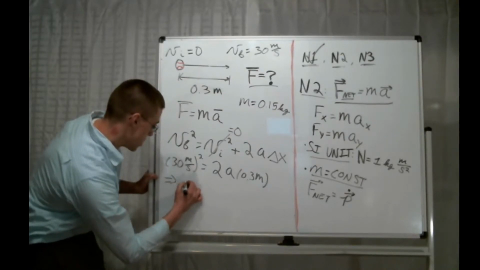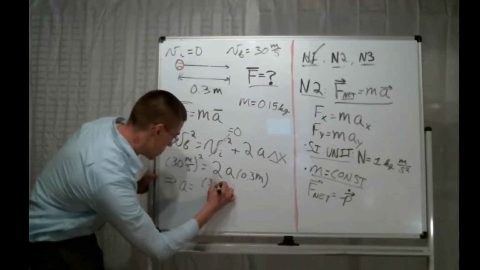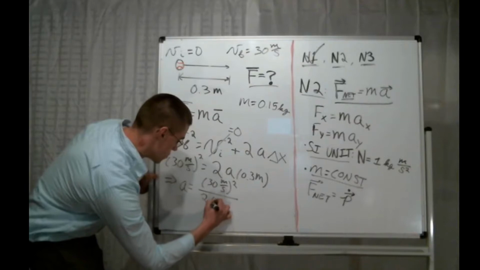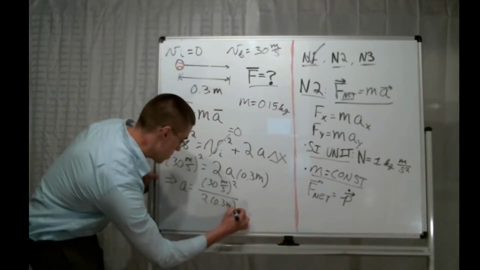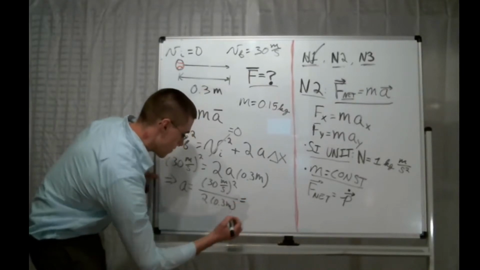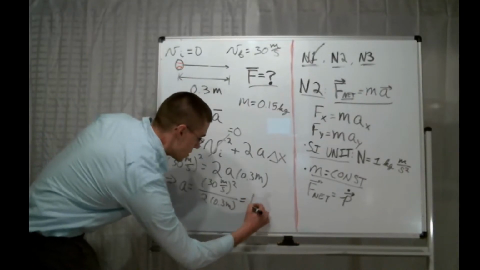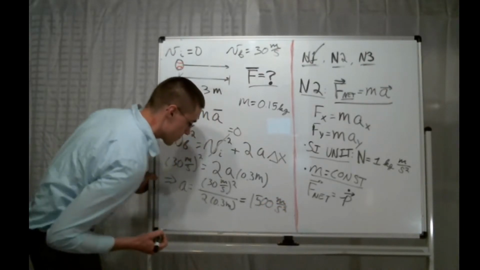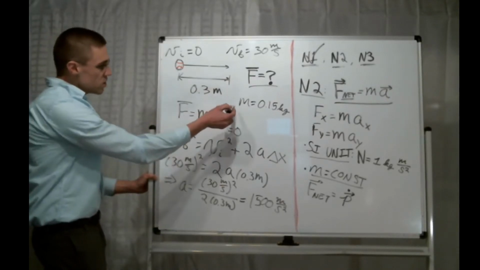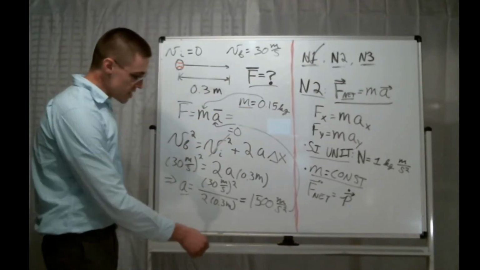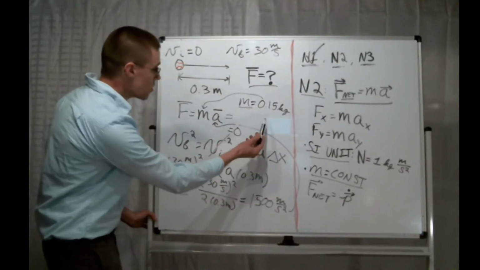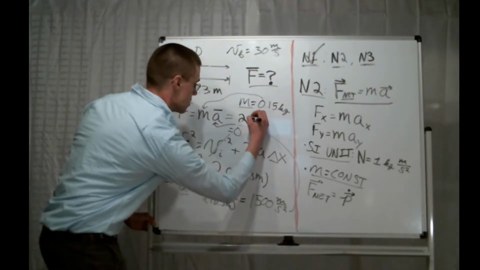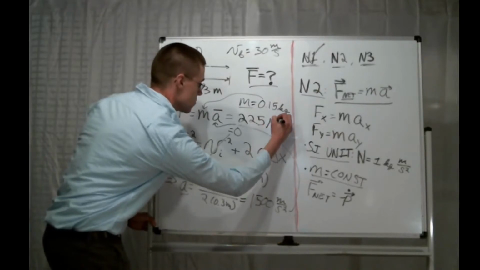Or in other words, acceleration equals 30 meters per second squared divided by 2 times 0.3 meters. If I plug this into my calculator, this will say 1500 meters per second squared. So I know the mass and I know the acceleration. If I take 1500 meters per second squared times 0.15 kilograms, put that in my calculator, I get 225 newtons.